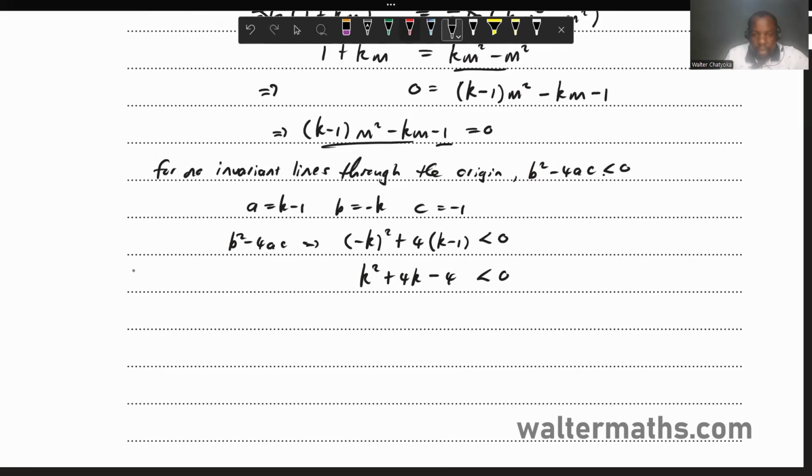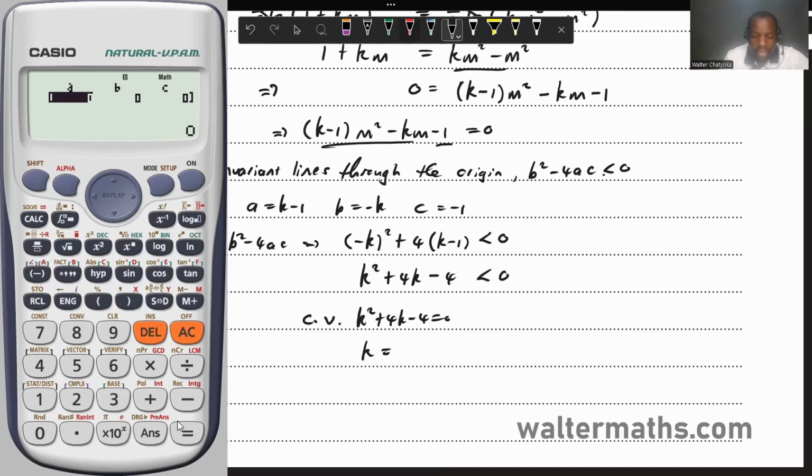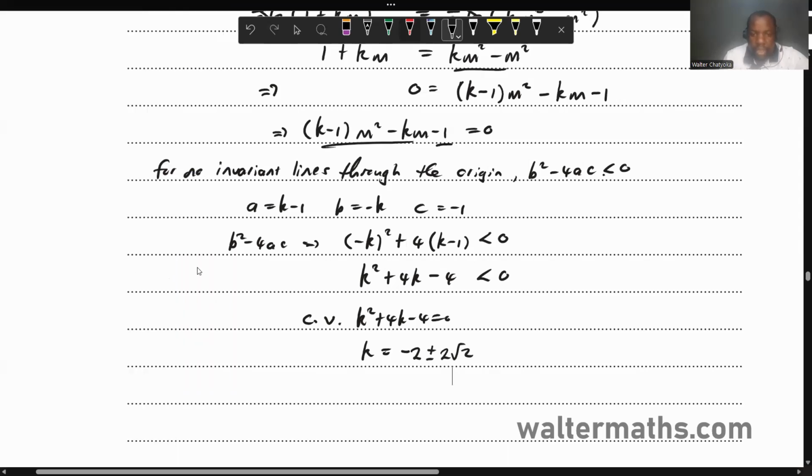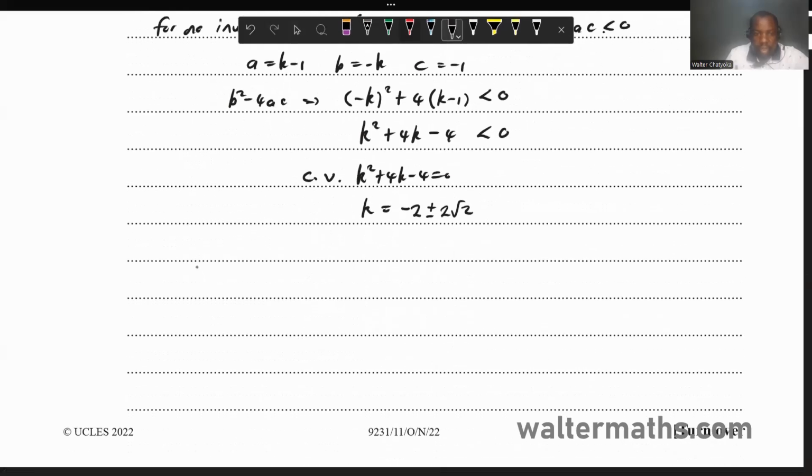And for the critical values, I'm going to solve the equation k squared plus 4k minus 4 equal to 0. And using the calculator, for this working, we will get the values of k to be minus 2 plus or minus 2 root 2. All right. So it's like we have here, since the coefficient of k squared is positive, it's a U-shaped parabola.